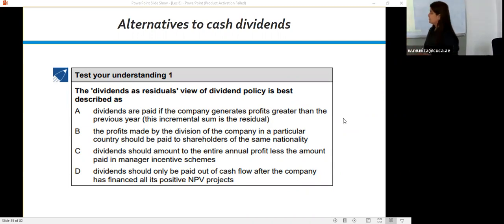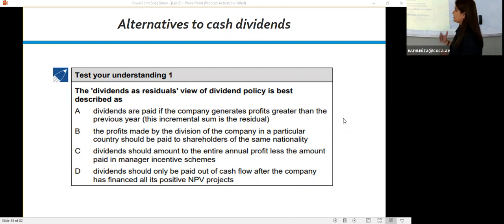So we have some questions for understanding, students. Question number one: the residual view of dividend policy is best described as what? What is the residual theory, students? Is dividend important for the persons who lie in residual theory?